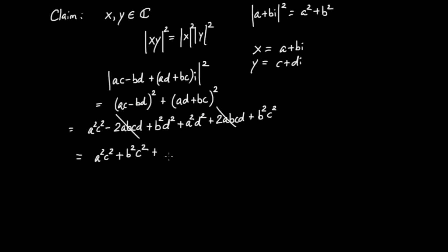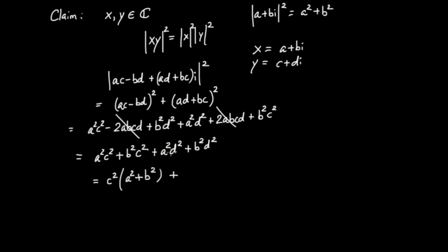And then let me write this term next, a squared d squared. And then finally, I have b squared d squared. And now what I'm going to do is, out of these first 2 terms, I'm going to factor out a c squared. So I factor out that c squared, and I have a squared remaining in the first term, and then plus b squared left.